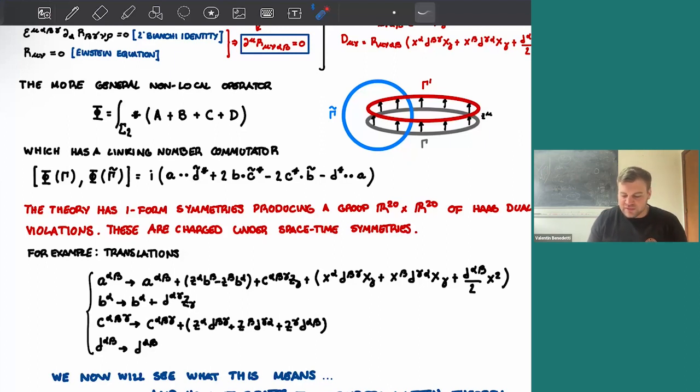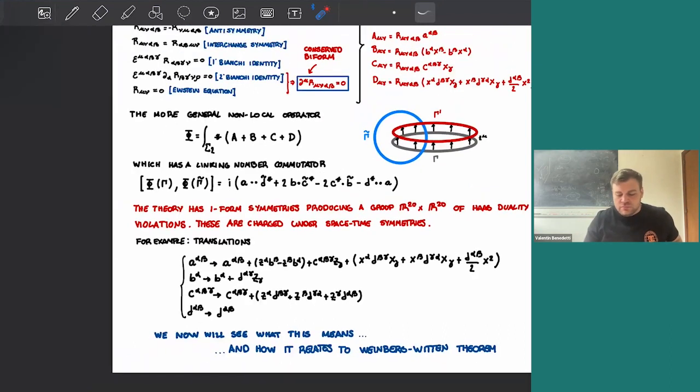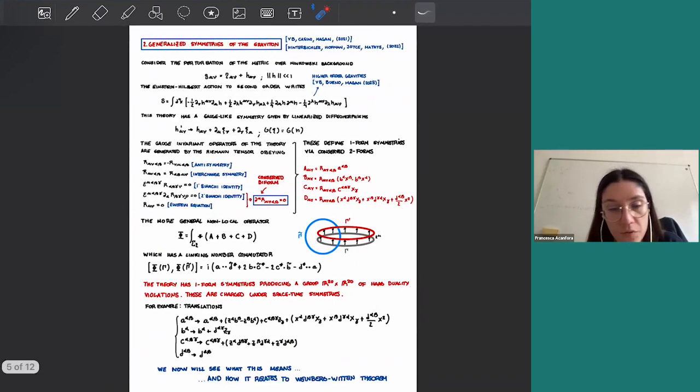And one could ask what is the reason behind that? As we will see, it will be related to the fact that the theory of the graviton does not have a well-defined stress-energy tensor. This is because of the Weinberg-Witten theorem. So with this idea in mind, may I ask you, yes, before you change slide?